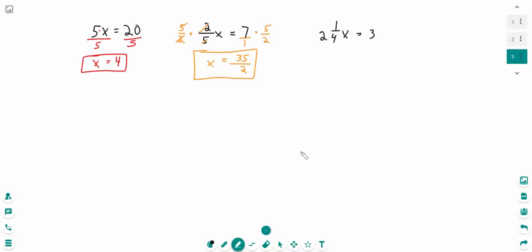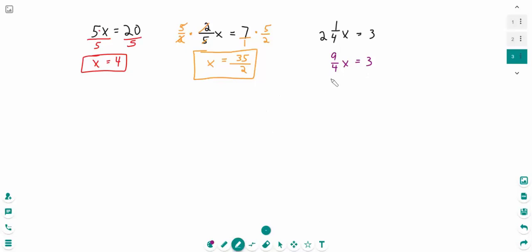All right, so this one, we will begin by first taking this mixed number, and I'm curious to see what you did on this one, but I think the easiest way to do it is to take these mixed numbers, and the very first thing is to just turn them into improper fractions. They're just a little bit easier to work with. So let's change that into an improper fraction first. 2 times 4 is 8, plus 1 is 9, so we have 9/4 x equals 3. All right, and now it's just a little bit easier to work with.